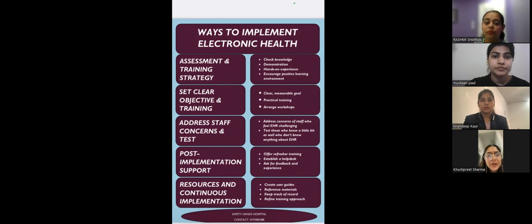So first of all, we can assess the knowledge of the staff and conduct some assessment of the hospital staff by assessing their current knowledge and skills related to EHR systems as well as computer knowledge. This can be done through some surveys, interviews, and workshops. And also understanding the staff's existing expertise will help us adjust the training program accordingly.